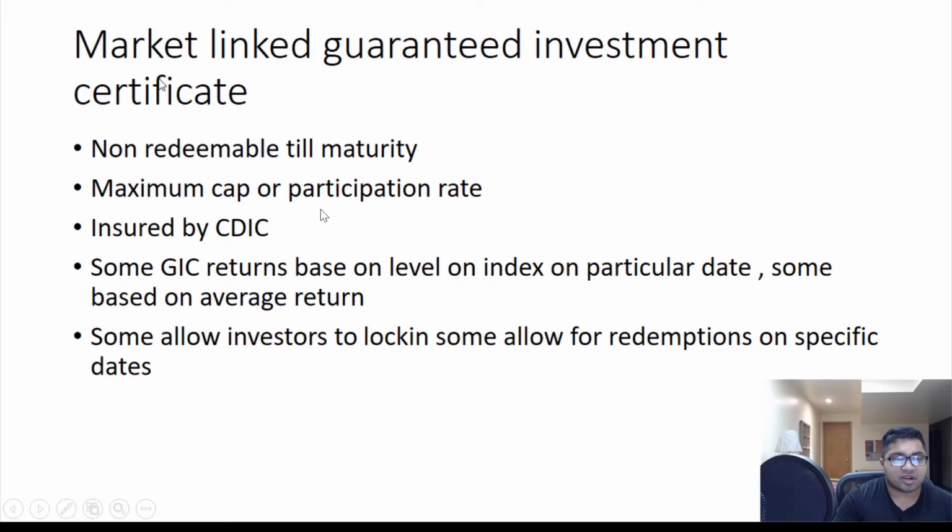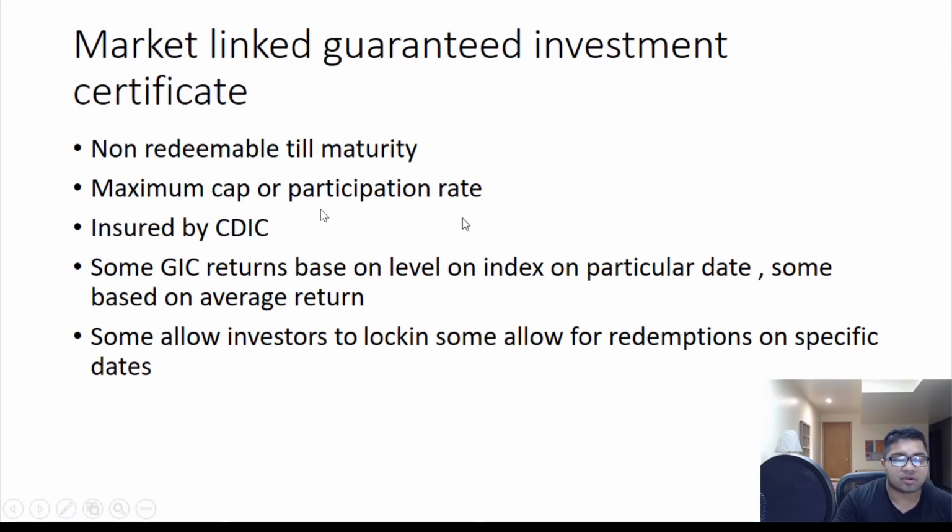Next is a similar product to PPN, so everything is the same. There are a few differences, we'll go through them. So, the market linked guaranteed investment certificate. PPN is a product that is generated by a bank. Market linked GIC is also a product that is generated by a bank. So both of them are banking products. Difference, they are non-redeemable till maturity. So PPN does have a secondary market, and if you can find a seller, you can sell it. But a market linked GIC is not redeemable until maturity.